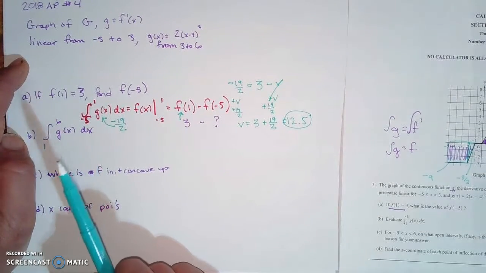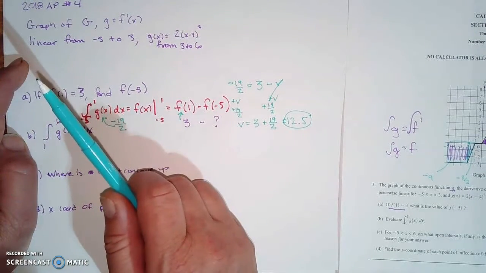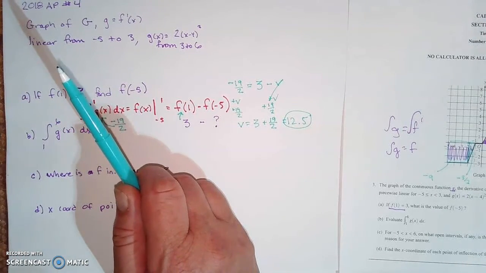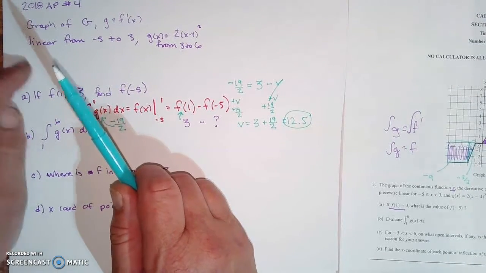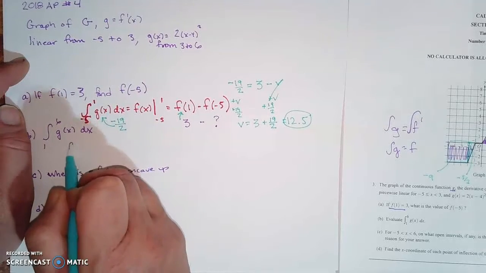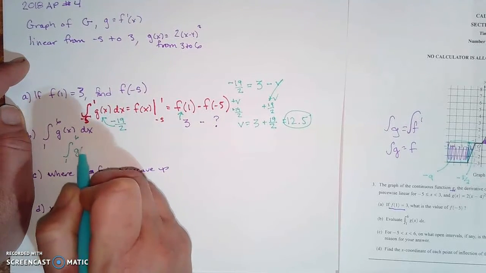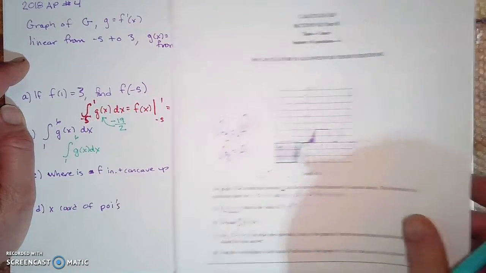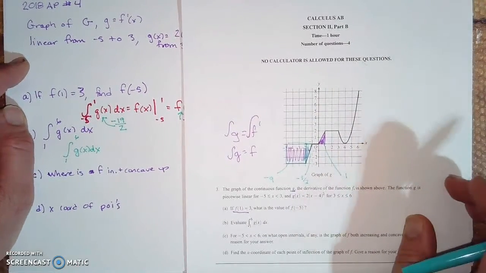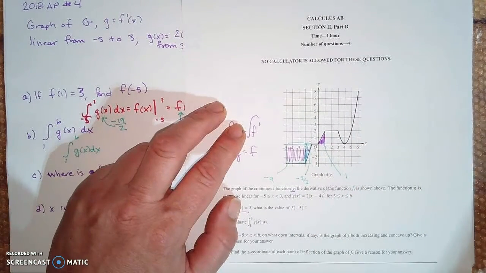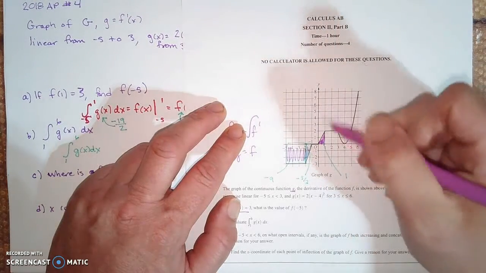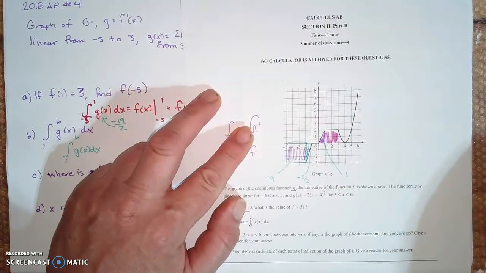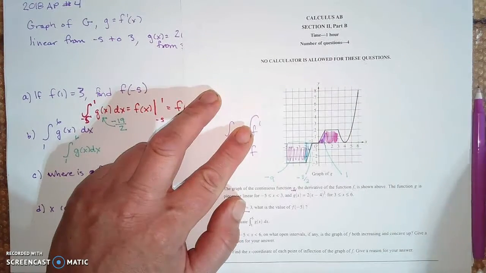Okay, next part. It says evaluate the integral from 1 to 6 of g of x dx. So basically we're going to find the area under the curve. If we look at this graph, we've already found a lot of the areas to begin with. There's 1. Let's do this other region. This region is another 4. 2 times 2 is 4.